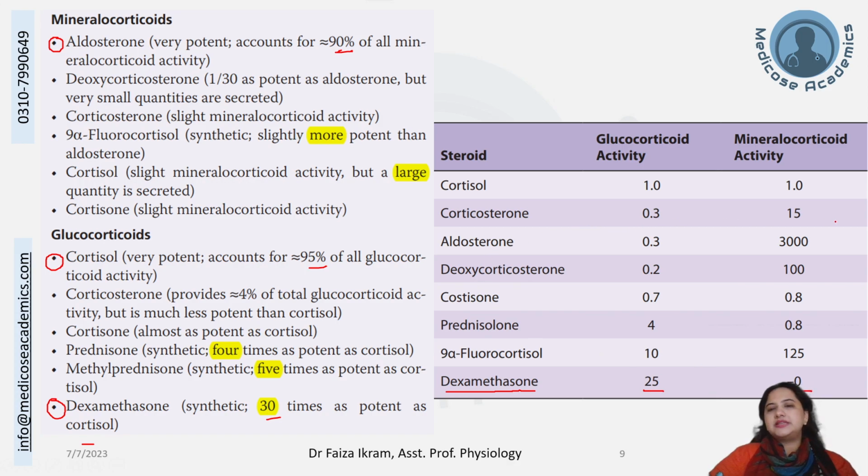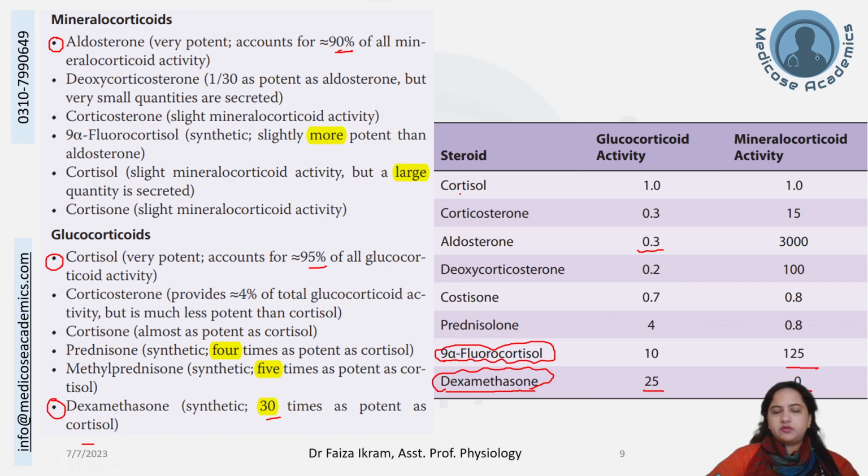The rest you can see, even the naturally occurring steroids have mixed activities, both glucocorticoid and mineralocorticoid potentials. That can be more or less. For example, aldosterone's glucocorticoid potential is close to negligible, and the rest you can compare by yourself. So this is the synthetic mineralocorticoid which you need to remember, and this is the synthetic glucocorticoid that you should be remembering because of their potencies.